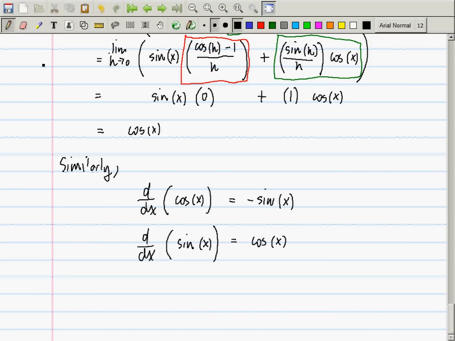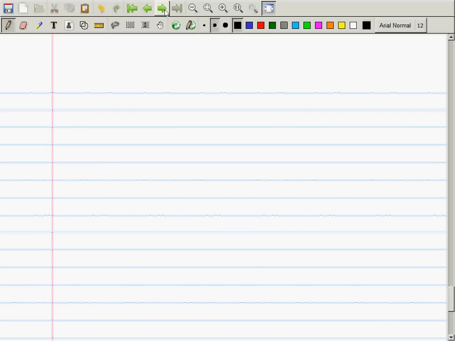There's not actually very many interesting examples that I can do right now, so let me just do the bare minimum. How about the derivative of 7x cubed plus 8 sine of x minus 4 cosine of x? Please compute the derivative.